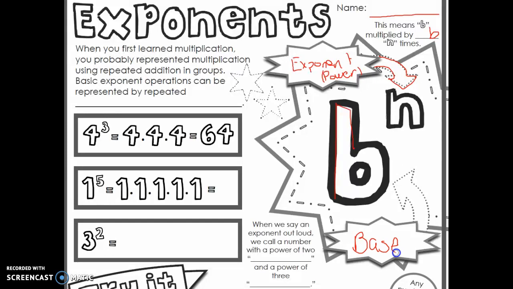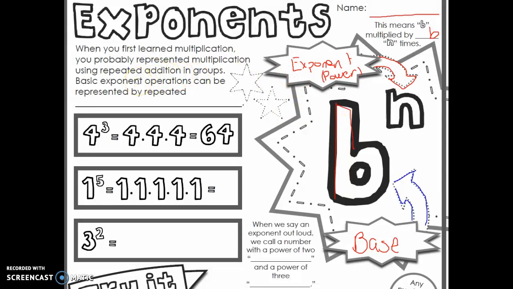Like we said, these are doodle notes, so if you have a couple of different colors and that makes you happy, go for it. So this big number, the bigger number, is the base. And that's the number that's going to be repeatedly multiplied by itself, and the exponent tells us how many times. Let's go way back up here to the top.